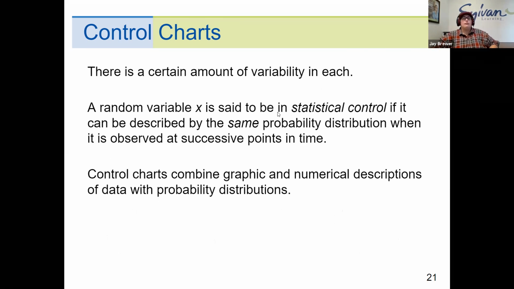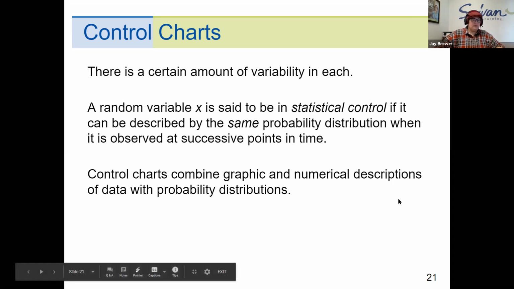A random variable X is said to be in statistical control if it can be described by the same probability distribution when it is observed at successive points in time. Control charts combine graphic and numerical descriptions of data with probability distributions.